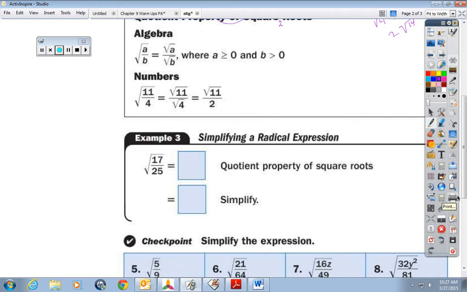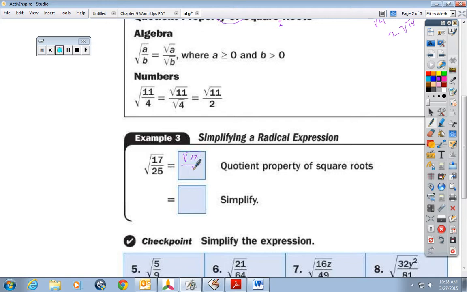The radical sign is over the whole fraction. We're going to rewrite it to where both the numerator and the denominator have their own radical sign. And then we're going to do what we've been doing. So for example, the square root of 17 over 25. We're just going to rewrite it where each the numerator and the denominator have their own radical sign.